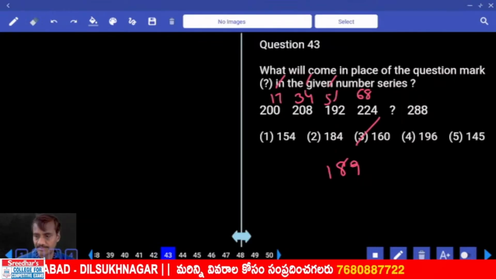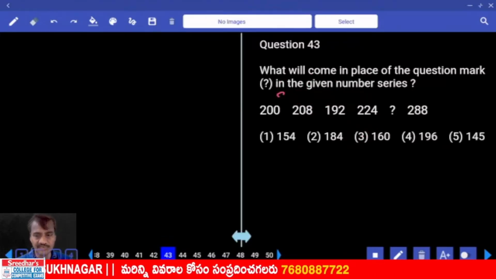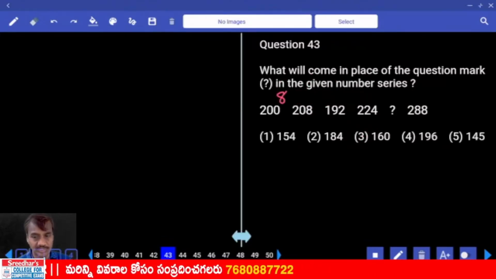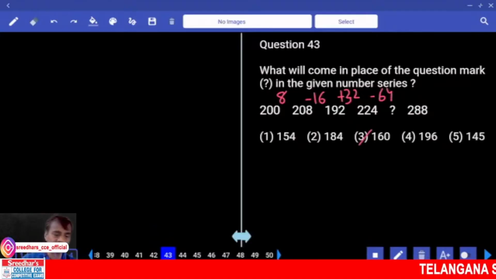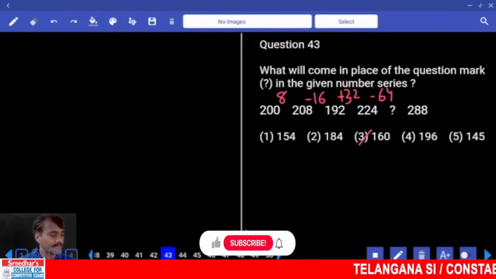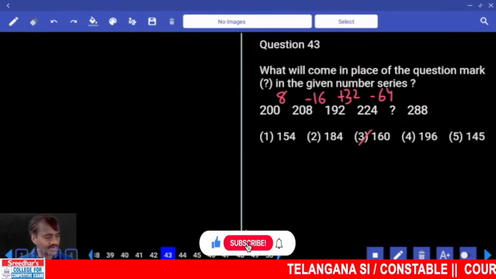Then 43. Again the difference: plus 8, now here minus 16. Next one plus how much? Plus 32. The next one minus 64. And 22 minus 64 is 160. Choice 3, question number 43. Done? And next one, 44.